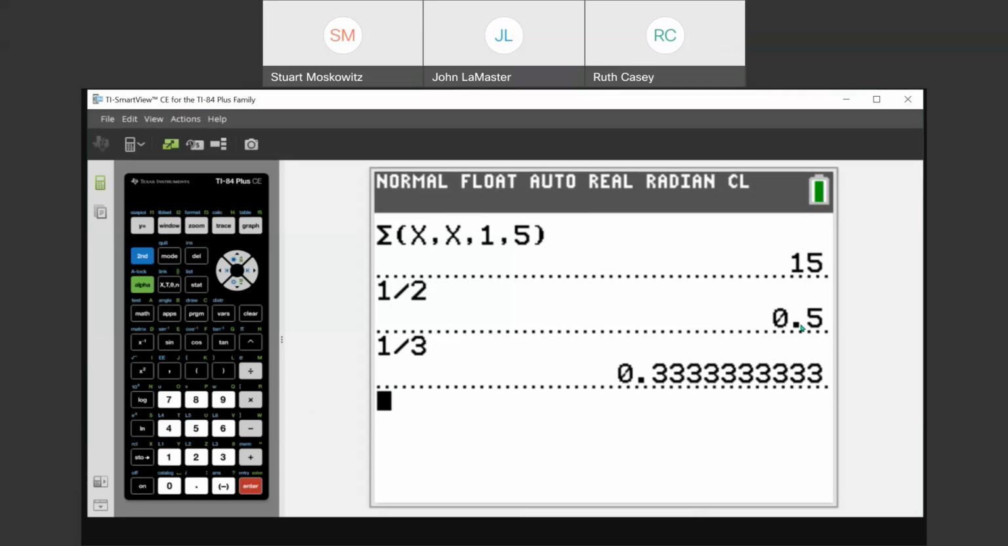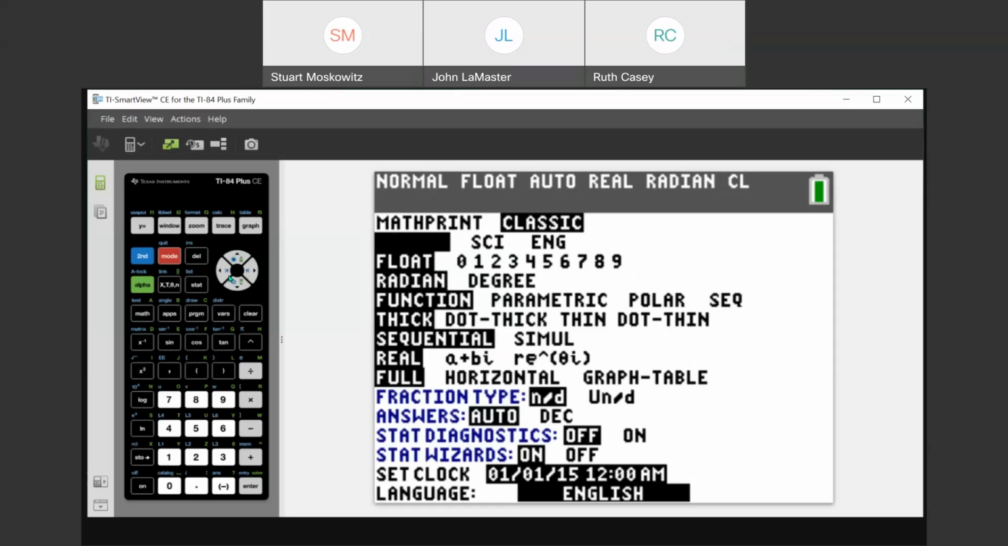1/2 only needed 1 decimal digit. But 1/3, since it's going to go on forever, it's going to fill up the screen. Now, you may say, well, that's too many decimal digits. Is there any way we can shorten that? And certainly we can. So if I go back to mode, and instead of a floating decimal point, let's say we just want to show 2 decimal digits at a time, let's fix it at 2. So we're going to change it to 2, and I'm going to go to enter.